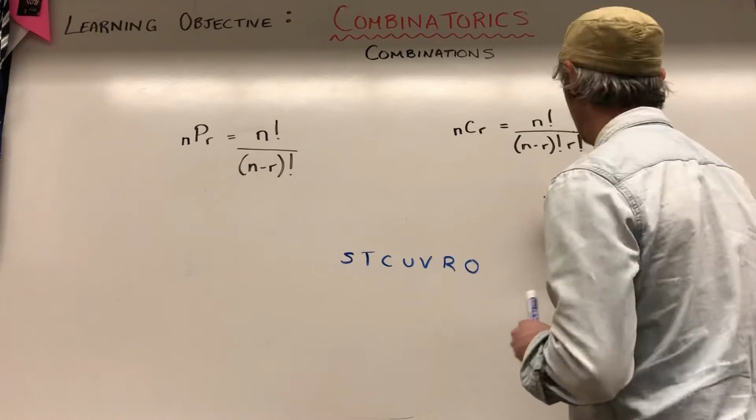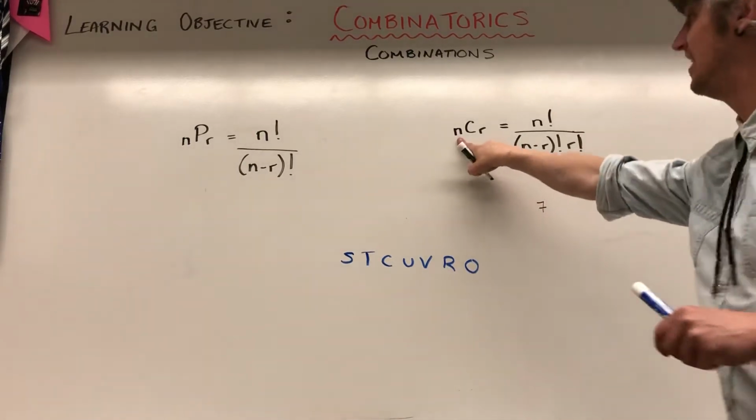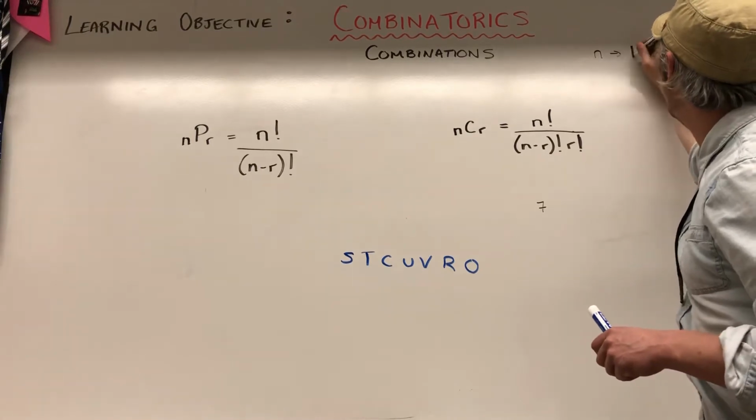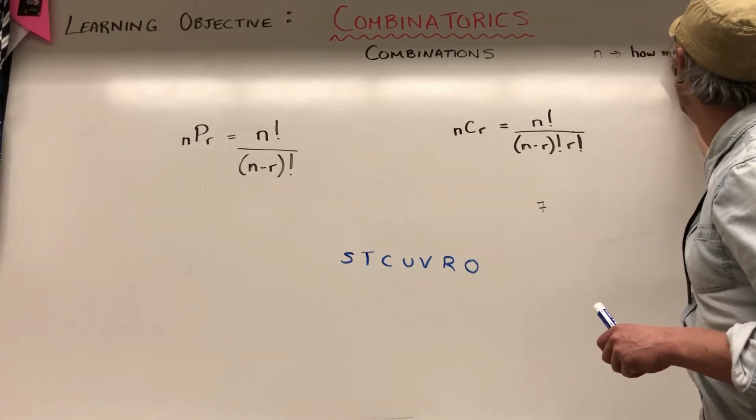Well, I can do that. I'm choosing from 7. I have 7 total. Remember, n is how many objects I'm choosing from.